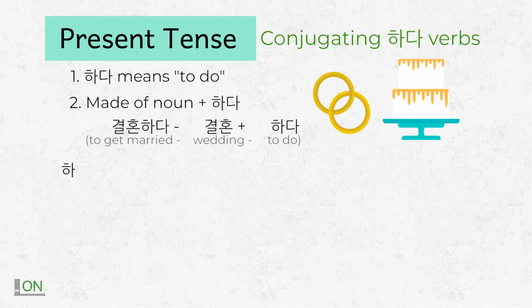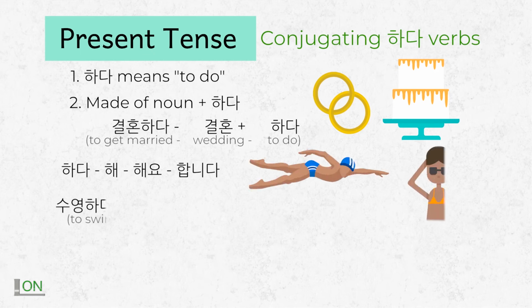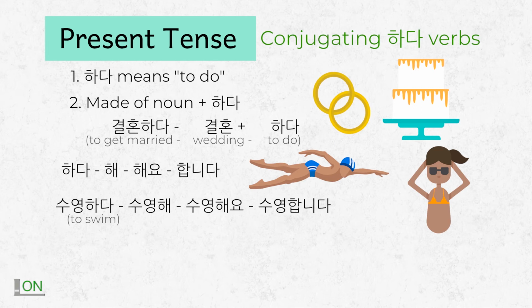Let's try to conjugate 하다. Casual will be 해, polite 해요, and formal 합니다. And you just use this pattern and add that 하다 stuff to all the 하다 verbs. So for example, 수영하다, to swim, it'll be 수영해, 수영해요, 수영합니다.